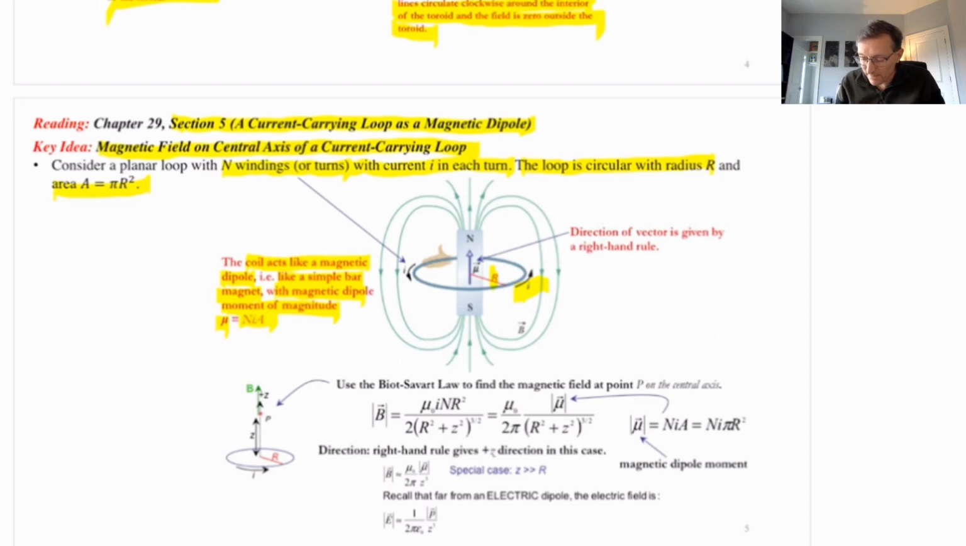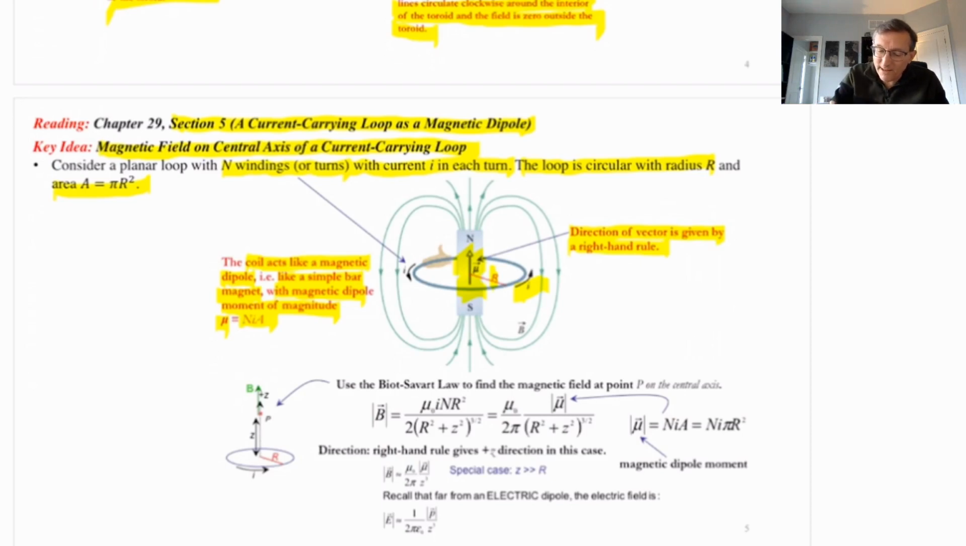And the direction of that magnetic dipole moment vector, yet another right-hand rule: wrap your fingers around the loop in the direction of the current, your thumb points in the direction of the magnetic dipole moment, that mu vector pointing up. And this loop, the actual physical thing, the loop of current, acts like a bar magnet, with its north and south poles oriented up and down, north on top, south on the bottom, creating magnetic field lines like you see.